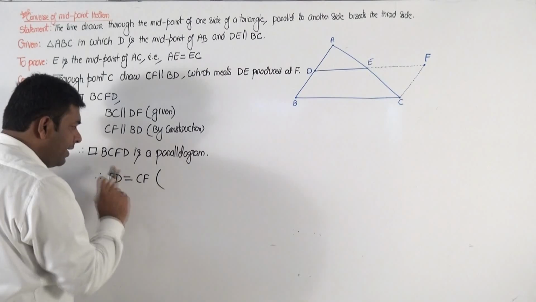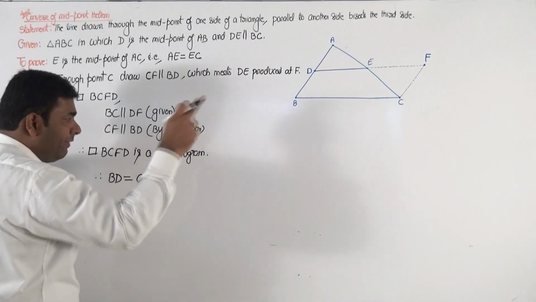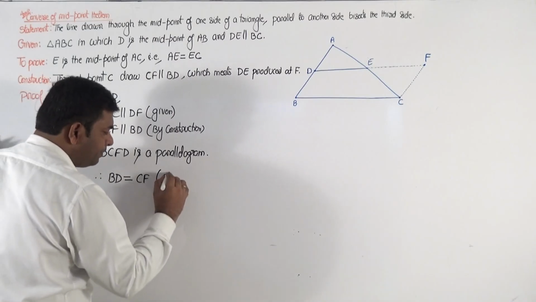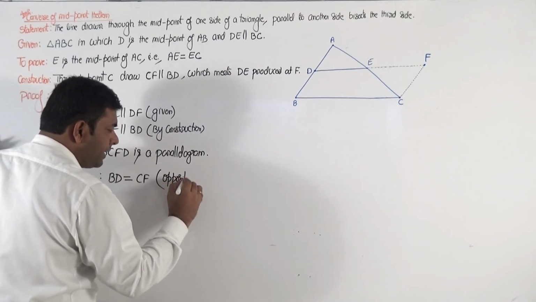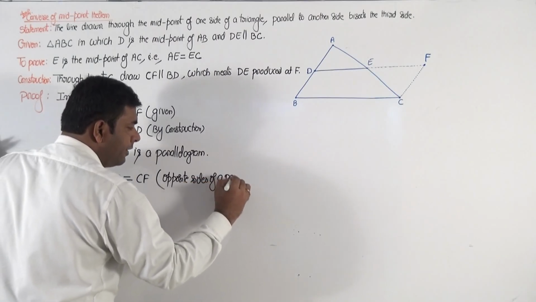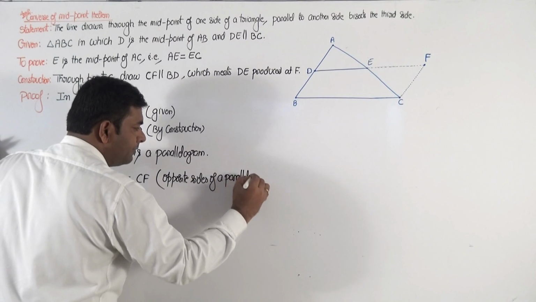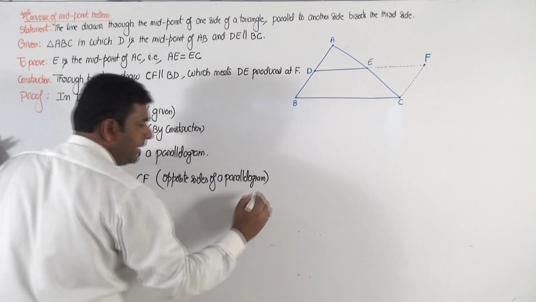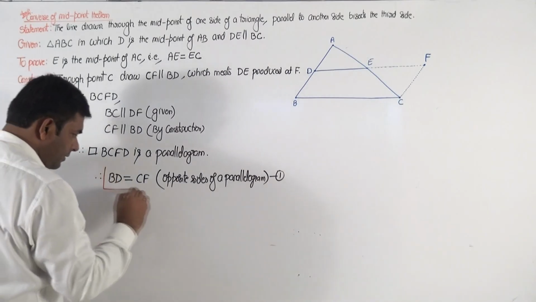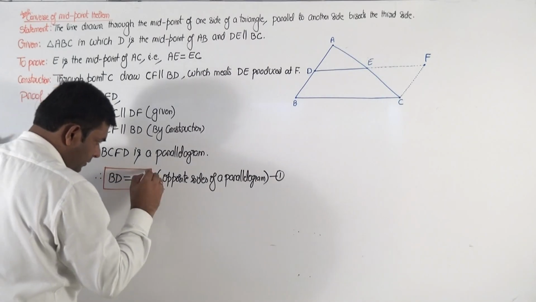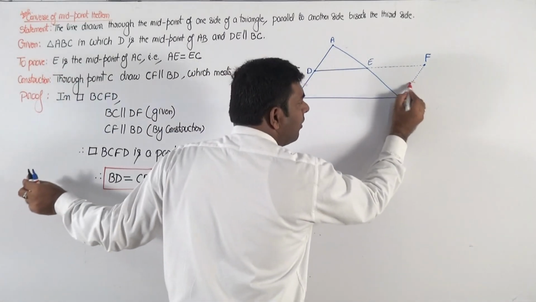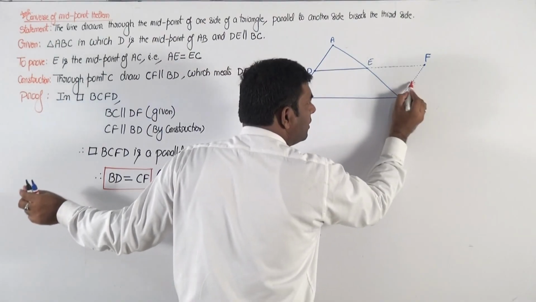क्या रीजन है, क्योंकि BCFD पैरेललोग्राम है. पैरेललोग्राम होगा तो ऑपोजिट साइड्स इक्वल होंगे, that is opposite sides of a parallelogram. इसे इक्वेशन नंबर 1 करके ट्रीट करो आप. This is equation 1. मतलब ये दोनों इक्वल है, these two are equal, है ना.